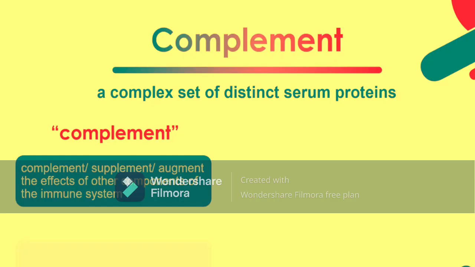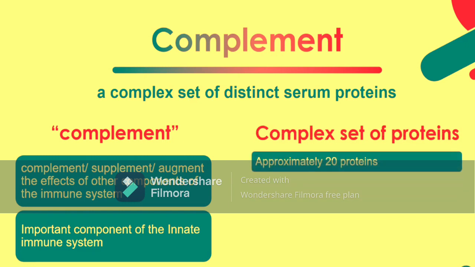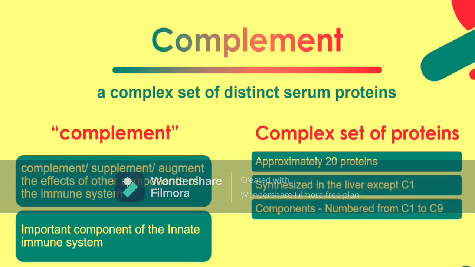The term complement refers to a complex set of distinct serum proteins present in normal human serum. The term complement refers to the ability of these proteins to complement, supplement, or augment the different effects of other components of the immune system. They aid in the antimicrobial effects of antibodies. They are also considered to be an important component of the innate immune system.